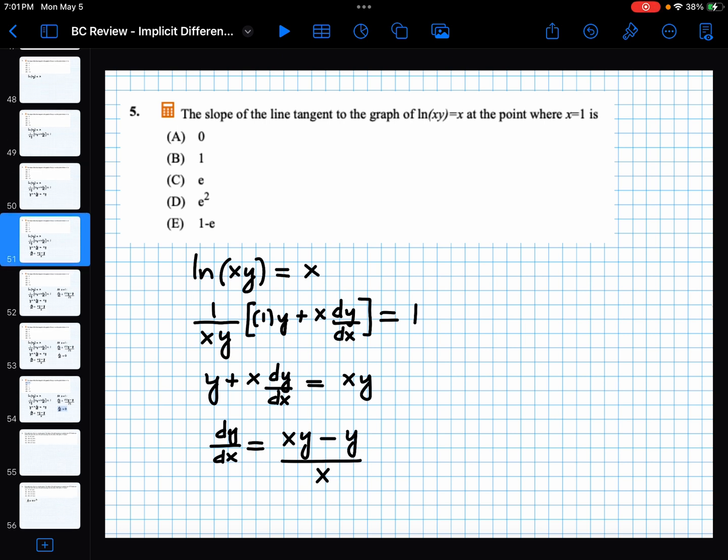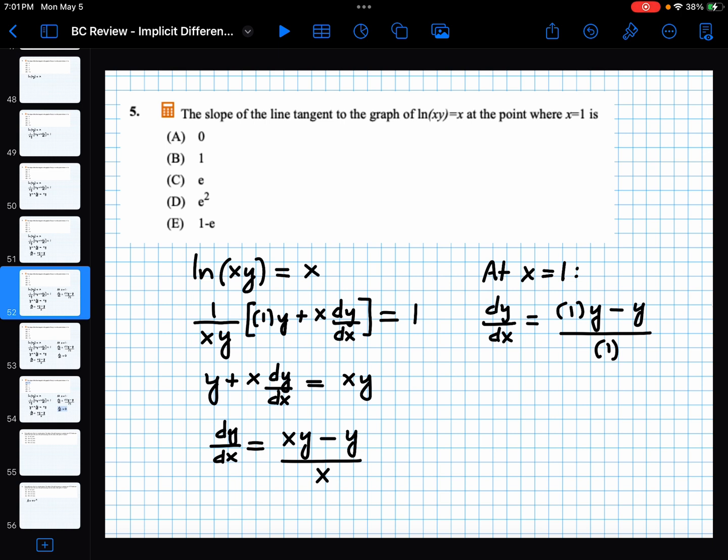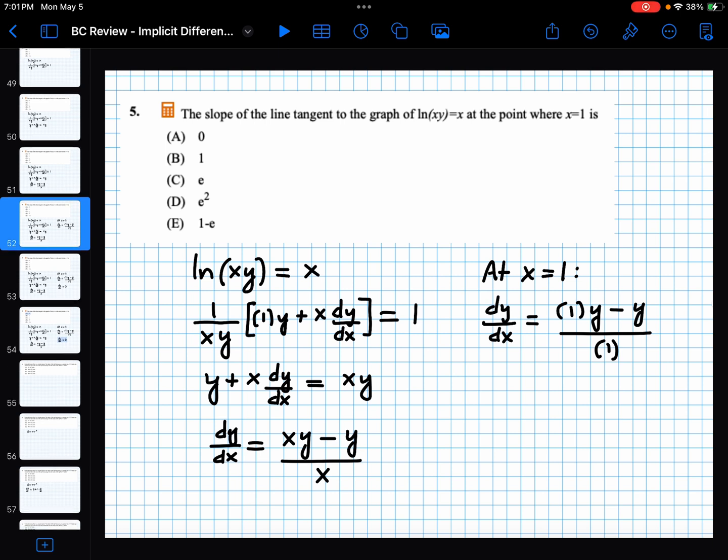Now I have to substitute in an x value of 1. So when I do that, this is what I wind up with. And in that numerator, if you notice, y minus y is going to give me 0. So that's a match to answer choice A.